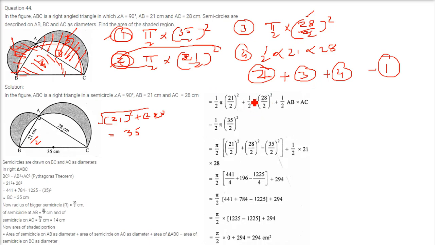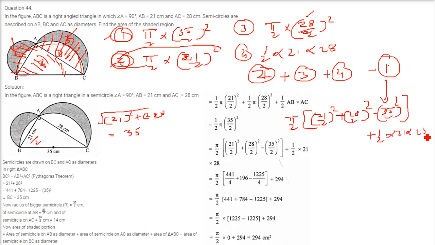Okay. So we have these all. So let us just add them. For pi by 2, pi by 2, pi by 2, we can just take outside. So we have to add 2, 3, 4. So we have 2, that is 21 by 2 whole square, and then 3, that is 28 by 2 whole square, and then we have this 35 by 2 whole square. This has to be subtracted, so I'll just say minus 35 by 2 whole square, and then we have this has to be added. So I'm just taking 1 here, this one is 1. Then we have the area of triangle, that is half into 21 into 28.